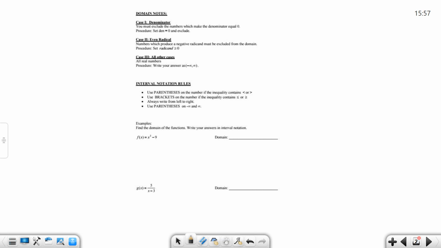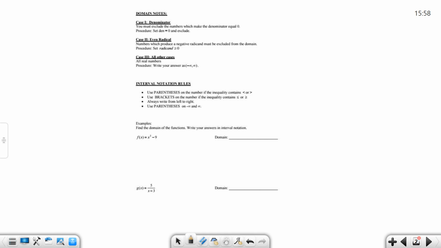Hey, in this section we're talking about domain. You'll use domain many times in the calculus course, especially when we move to continuity. So you have three cases for domain. You've got a denominator, an even radical, which means its index is even, and then you have all other cases.